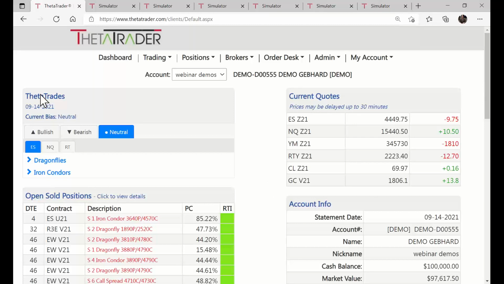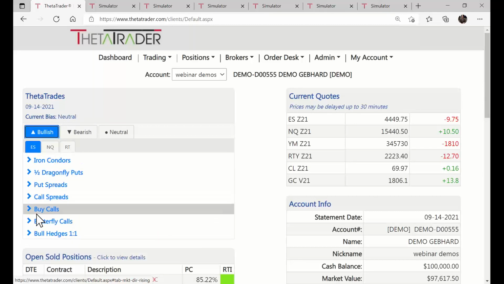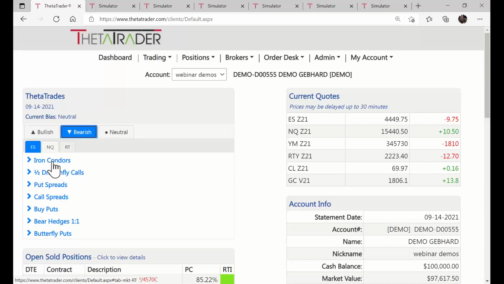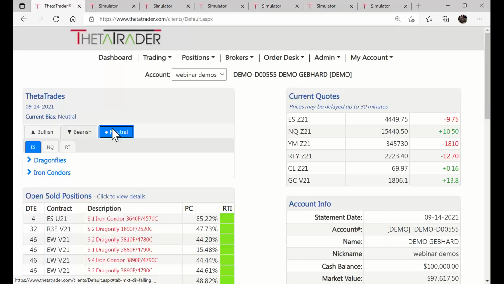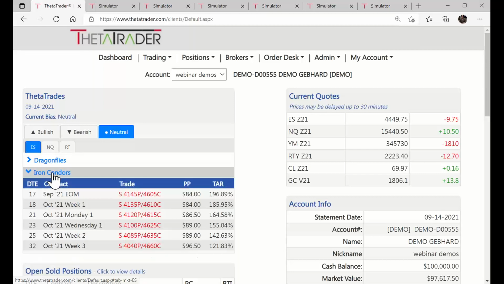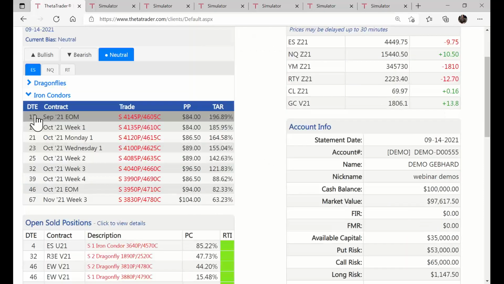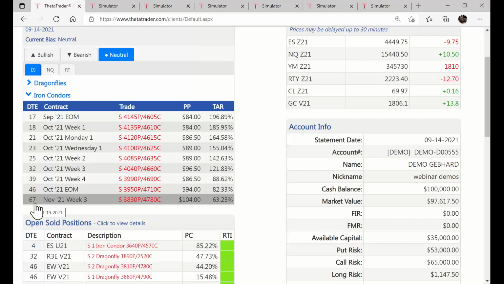So we'll start at the top, and you'll see there are bullish strategies that are pre-built, pre-populated, bearish, and non-directional or neutral. We're looking at these three markets, the E-mini S&P 500, NASDAQ 100, and Russell 2000, mostly on the ES. Most of the volume we're working with is typically on the ES, but occasionally we'll do NASDAQ and Russell as well. And since we looked at the Dragonfly and the Condor, let's focus on that. We'll look at a Condor. These are the Theta Trades for Condors, anywhere from 17 to 67 days till expiration.